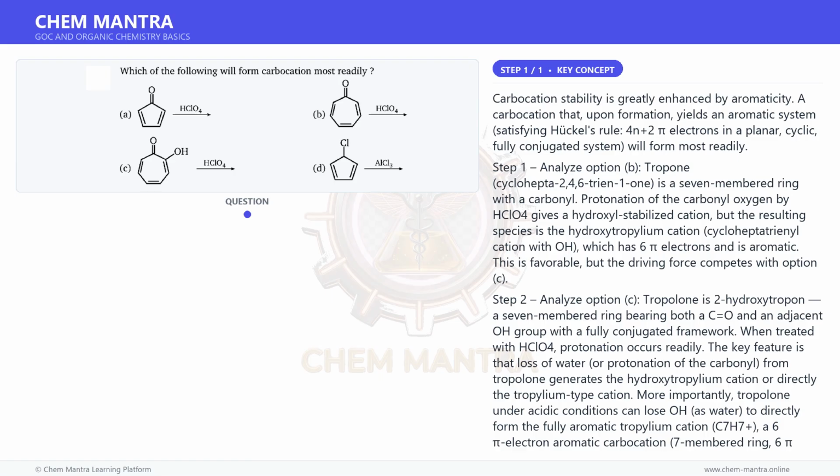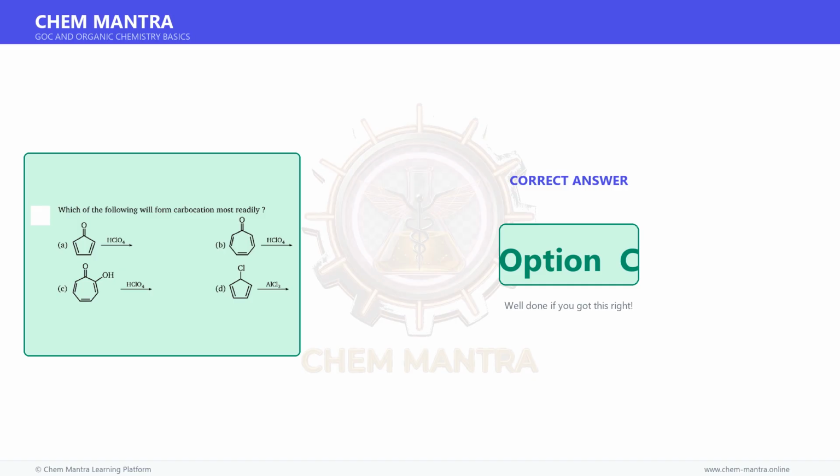Tropolone loses water to give the aromatic tropylium cation more readily because it already has the OH leaving group positioned on the aromatic ring framework. Therefore, the correct answer is option C.